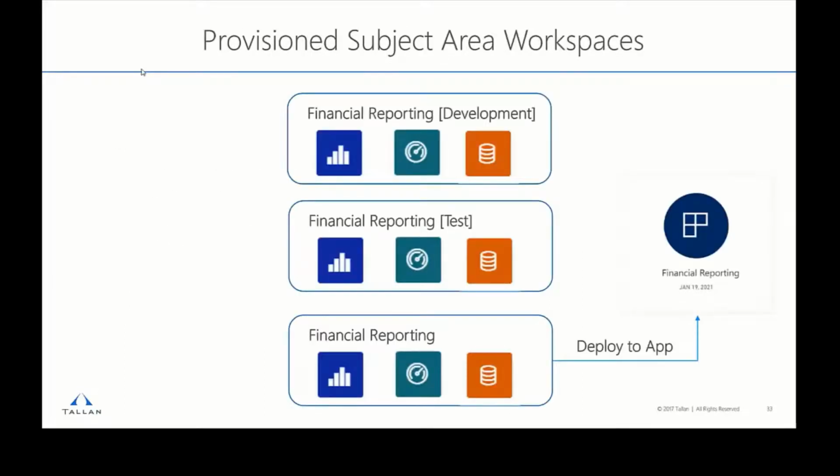So here are those provision subject area workspaces. So let's say the finance team came to us and they said, hey, I need some financial reporting. What we would do is we would provision 3 workspaces for them, a development, a test, and a production. And ultimately, you can move your content from development to test with proper connection strings. And finally, that final workspace, when it's all tested and vetted out in this pre-prod environment, you can then deploy to an app and have all of your end users leverage that app.